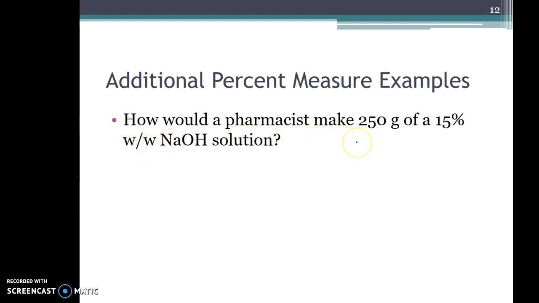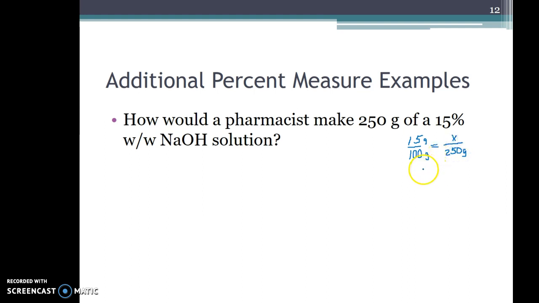Then I'll do this like any other percent problem. I'll start with my percent and make it into a fraction. So we have 15 over 100. Because it is comparing weight to weight, I am comparing grams to grams. It asks me how to make the 250 gram amount, which would be the total amount that I want. So I put that in the denominator and use my x.